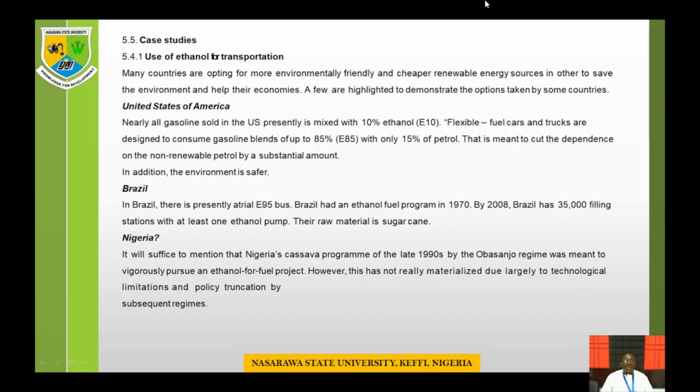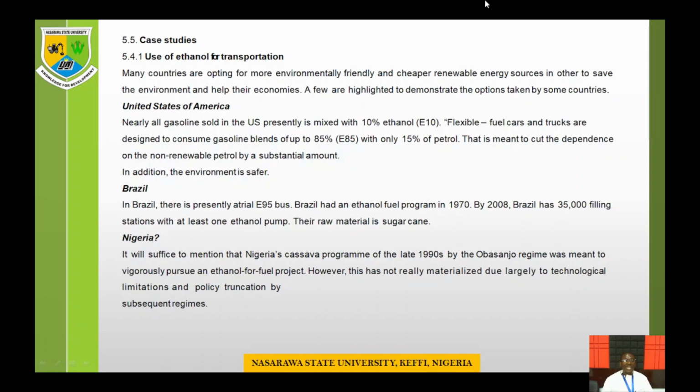In Brazil, there is presently a trial E95 bus. Brazil had an ethanol fuel program in 1970. By 2008, Brazil had 35,000 filling stations with at least 1 ethanol pump. Their raw material is sugarcane, the same sugarcane that we use here largely for consumption. They are utilizing it there for the production of ethanol to save the environment.